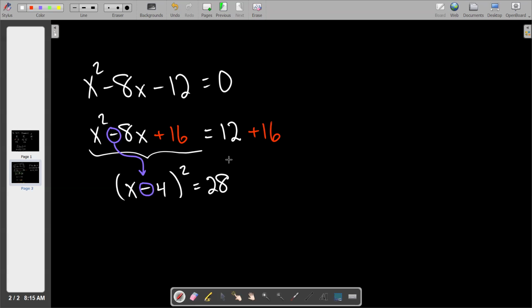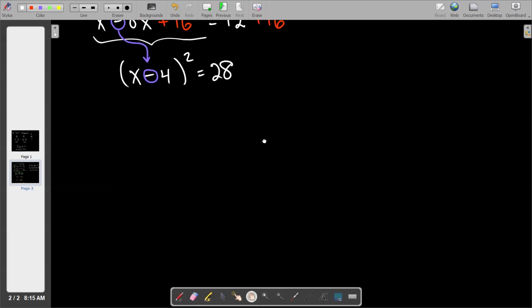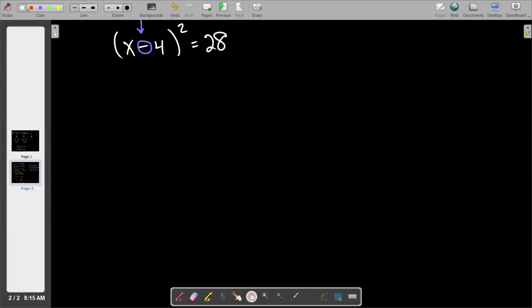Square root both sides. All right. So first we have to free x and minus 4 from their little prison. And so if I square root the left side, I get x minus 4. And if I square root the right side, I get positive negative root 28. And I started the lesson today with just a quick refresher to make sure that you had not forgotten how to break down square roots.